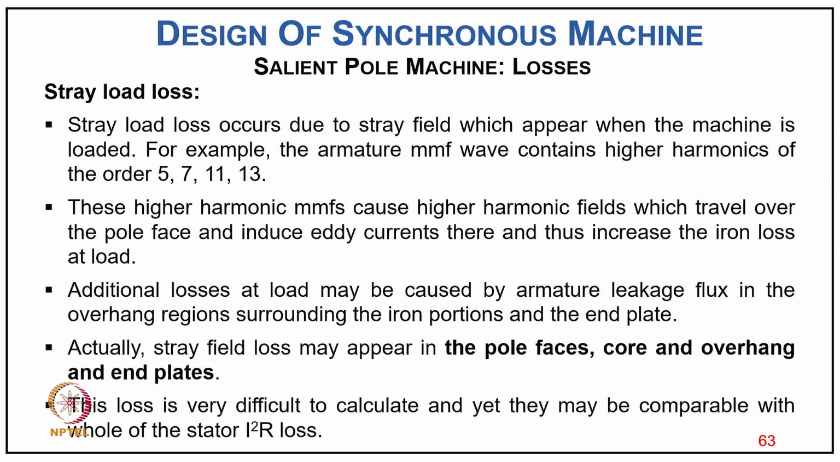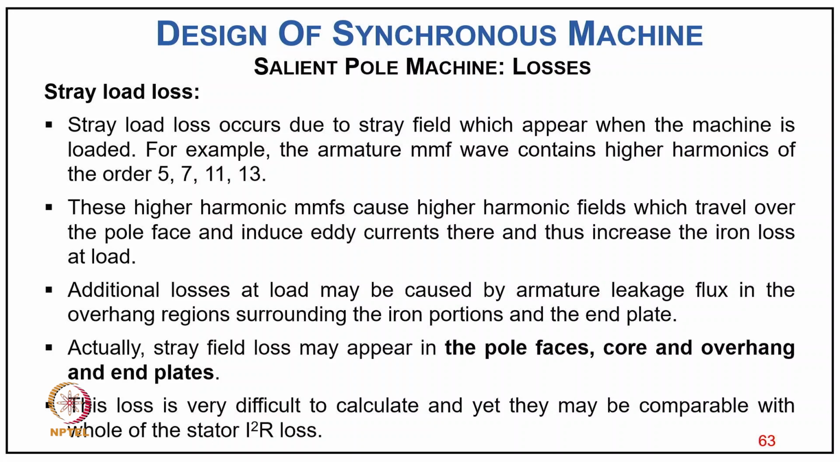Now coming to stray load loss, the stray load loss occurs due to the stray field which appears when the machine is loaded. For example, the armature EMF wave contains higher harmonics of the order of 5, 7, 11, 13, and these harmonic EMFs cause higher harmonic fields which travel over the pole face and induce eddy currents there, and thus increase the iron loss at load.